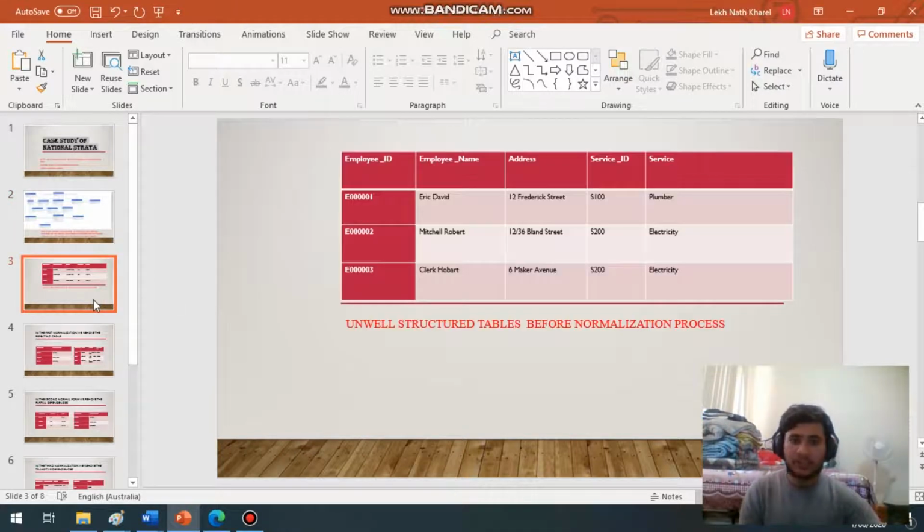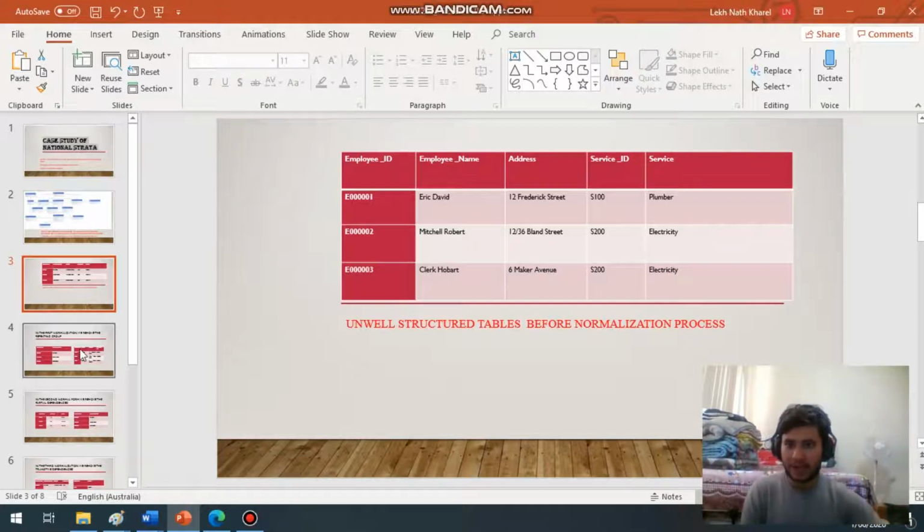The next process is the normalization process. We assume that employee ID, employee name, address, service ID, and service are the entities from those ERD diagrams. So we create a table, the unnormalized table, as it shows two kinds of information: the employee information as well as the service information. So we try to reduce it into the different normal forms.